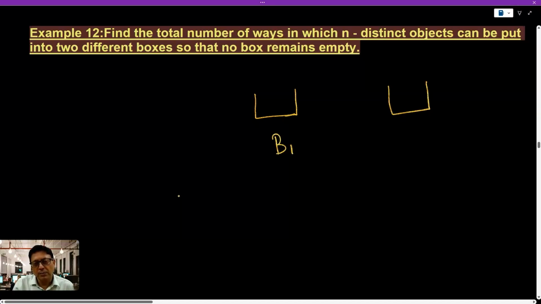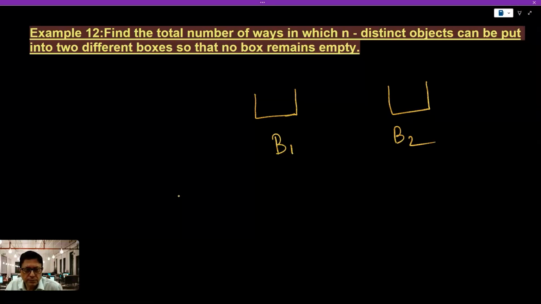Box 1, box 2. N distinct objects can be put into two boxes. But there is no choice for a particular object. Boxes will not remain empty, that we will keep in our mind. At the same time, which object will go in which box, that we don't know. Can go anywhere.